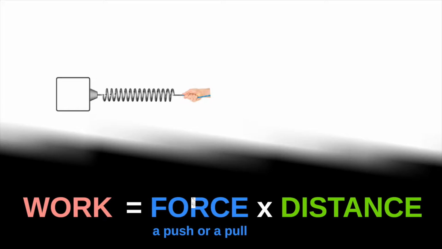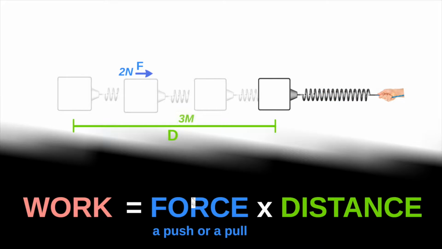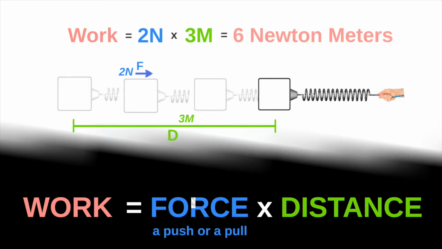If we use this spring that we've calibrated to pull an object horizontally, and the spring is stretched 3 centimeters the whole time, then we know we're applying a constant force of 2 newtons. And if we move the object a total of 3 meters, then the work is 2 newtons times 3 meters, giving us 6 newton meters. Another name for a newton meter is the joule.